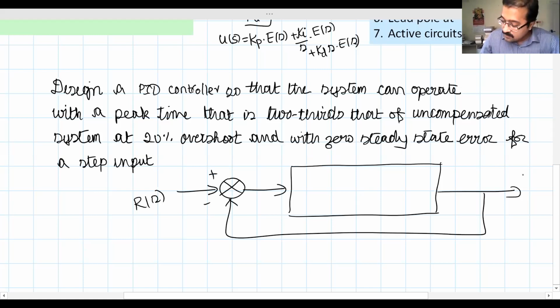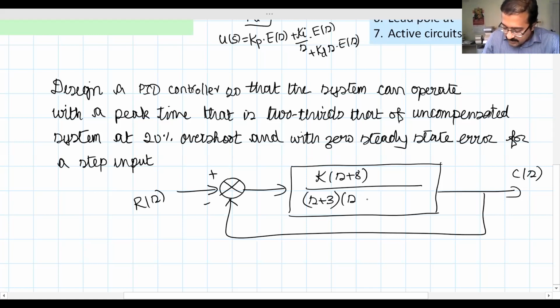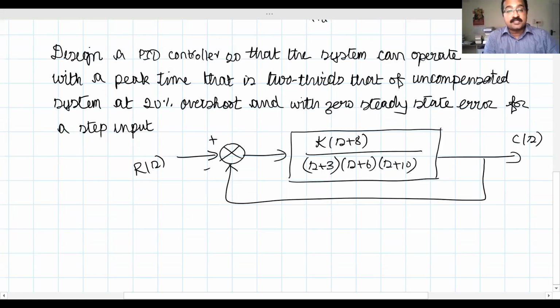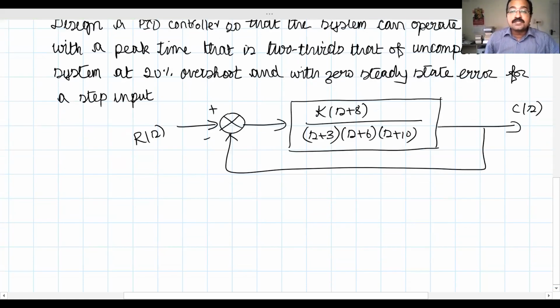R(s), E(s). K(s+8) divided by (s+3)(s+6)(s+10). So we have to design a PID controller so that this system can operate with a peak time that is 2/3 that of the uncompensated system at 20% overshoot and with 0 steady state error for a step input. So what do we have to do?